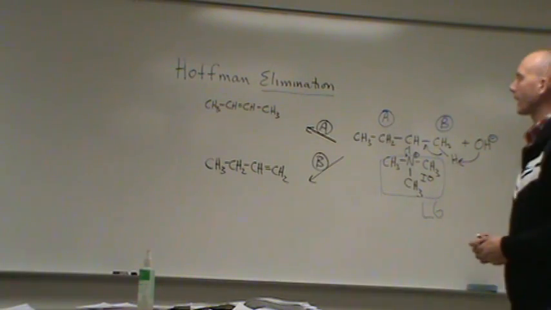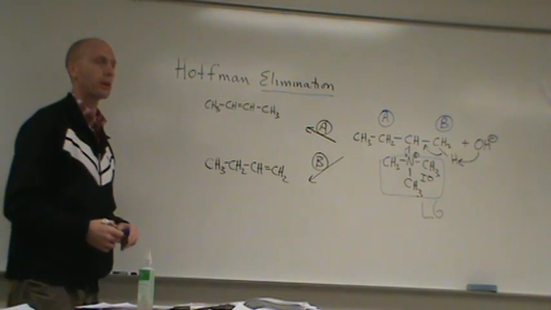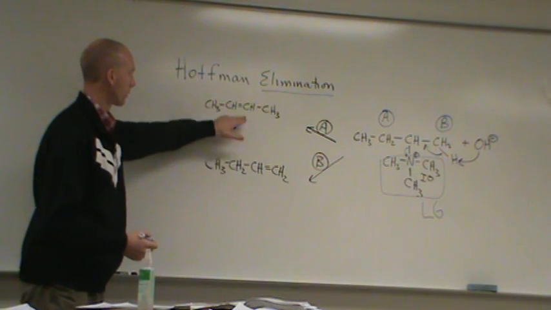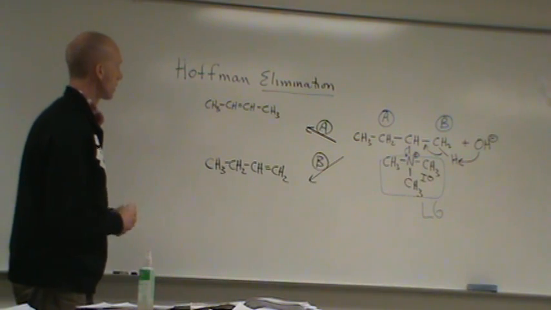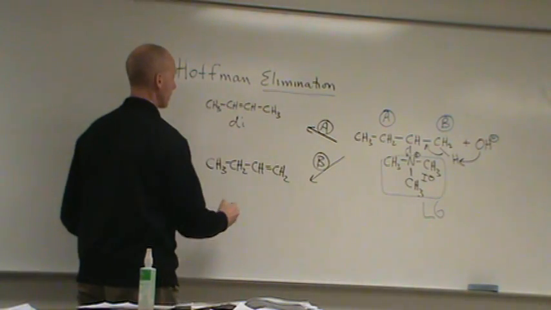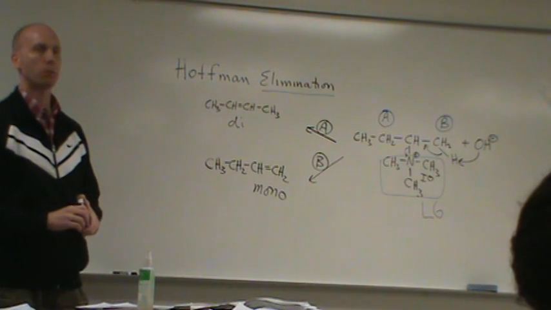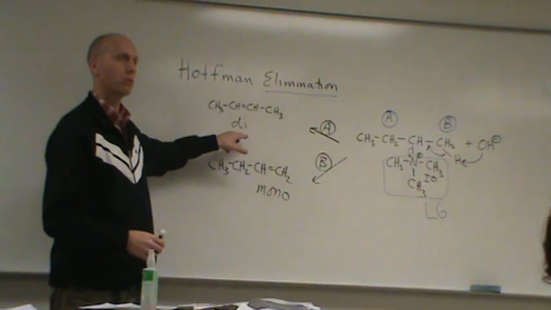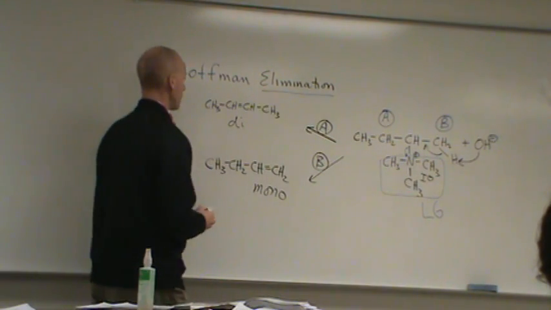Well, we want to figure that out. If you remember Zaitsev's rule from 241, which of these two was the more stable double bond? This one or the bottom? This double bond here is a di-substituted double bond. This one down here is a mono-substituted double bond. So which of these two double bonds is more stable? The one that has more alkyl groups. So the di is.